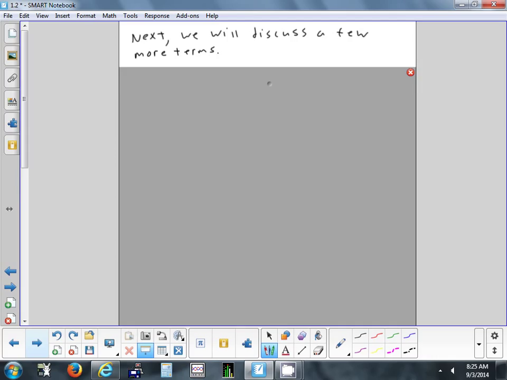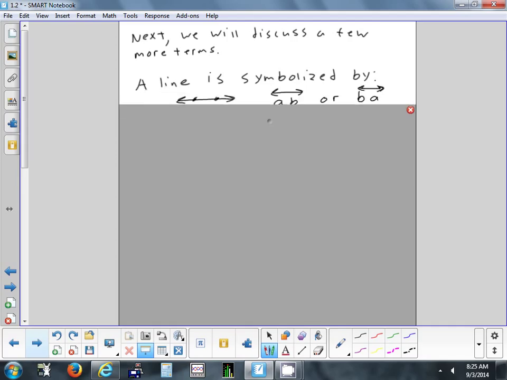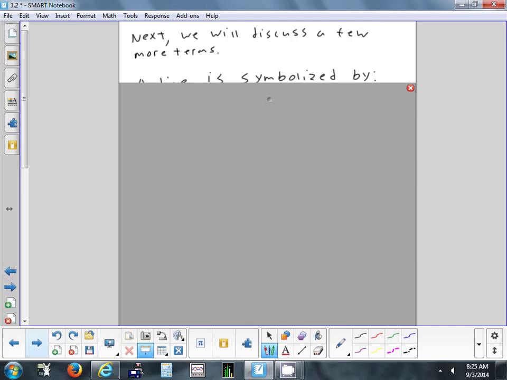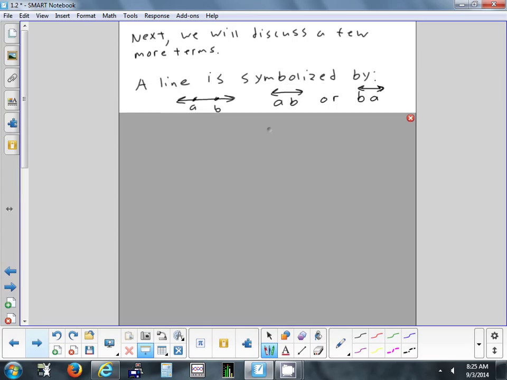Okay, so we're going to look at a few more basic terms. When we talk about lines, points, and planes, you want to have symbols to represent them. There's a few different ways that you can symbolize a line. The first one is more of a drawing of a line. That's not really a symbol. That is a line. You've drawn a straight mark and you put an arrowhead on each end.